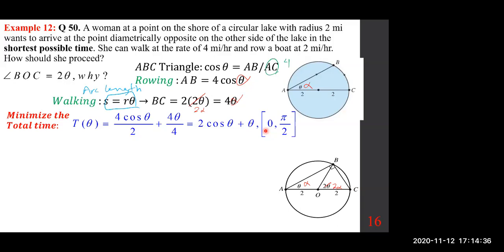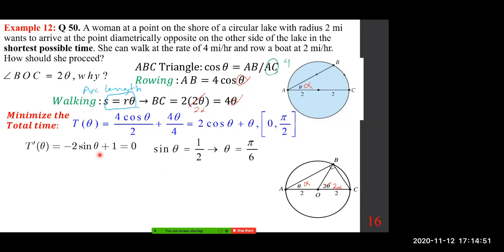And so let's do t prime of theta. Minus 2 sine theta plus theta, and we are looking for a critical point. Set it equal to 0, and you get sine theta equals 1/2, and theta becomes pi over 6. This is a closed interval theorem, class, and here's the function which is continuous. So you got to plug in 0. You got to plug in pi over 6. You're going to plug in pi over 2. You have to plug in the endpoints.